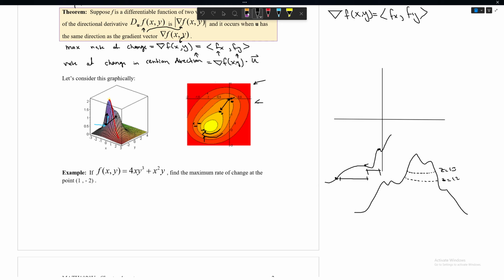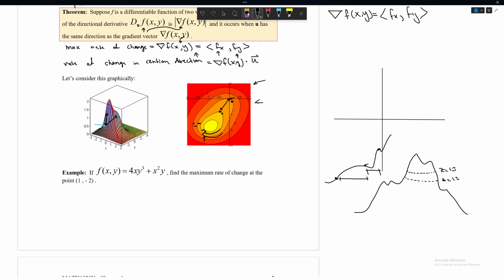Now let's consider this graphically. I'm pretty sure we went over this. Find the maximum rate of change at a point. Remember how we said maximum rate of change, you just do this and enter the points. So I got my gradient. You use a gradient when it's a two variable function, or three variables. Anything more than one variable, you use gradient. Anything less than one variable, you just derive, just regular derivation.